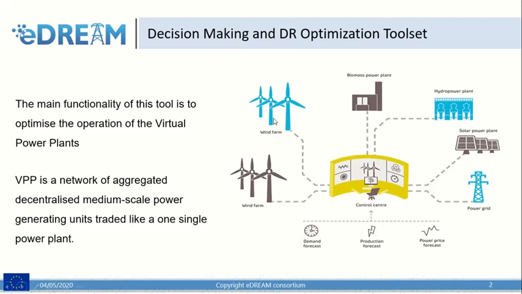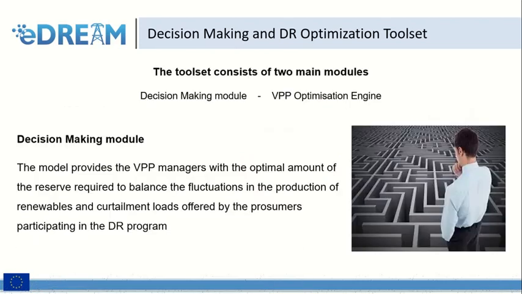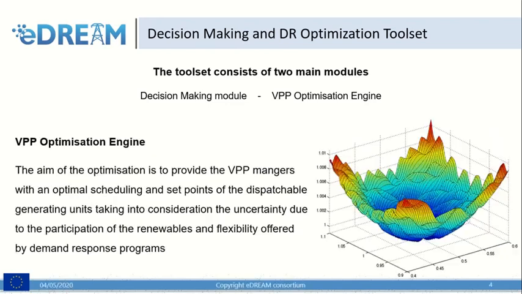As can be seen from the figure here, the units aggregated in the virtual power plant can be wind turbines, solar systems, and combined heat and power units, as well as flexibility offered by prosumers participating in the DR programs. The toolset consists of two main models, the decision-making model and the virtual power plant optimization engine. The decision-making model provides the virtual power plant managers with the optimal amount of power reserve that is needed to balance the fluctuation coming from the renewable energy resources and the flexibility provided by the DR programs.